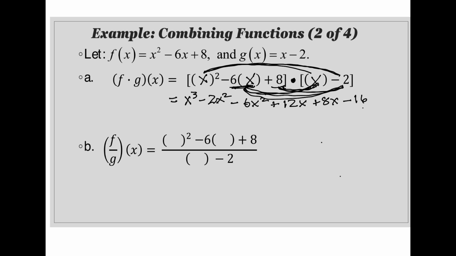But then we want to combine any like terms that we have. And so we don't have any other x cubes, so that remains. We have a couple of x squareds, minus 2x squared and minus 6x squared, so that's minus 8x squared. And then we have plus 12x plus 8x, so that's plus 20x. And then we have minus 16. And pretty much, combining all our like terms, what we found is the product of f and g of x.